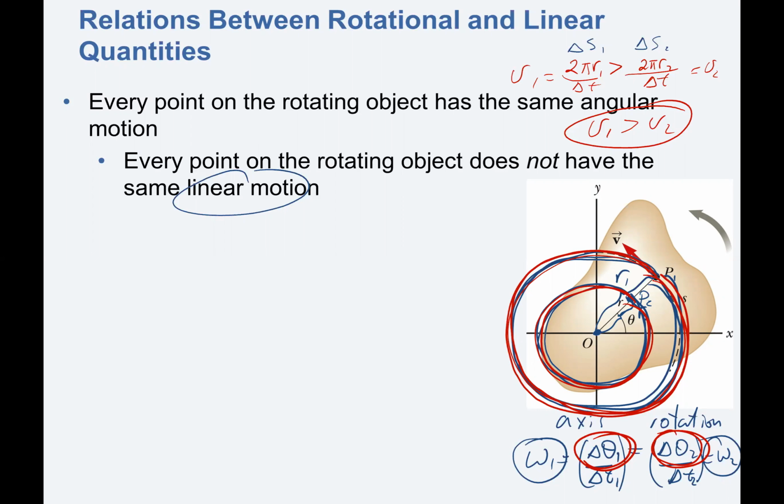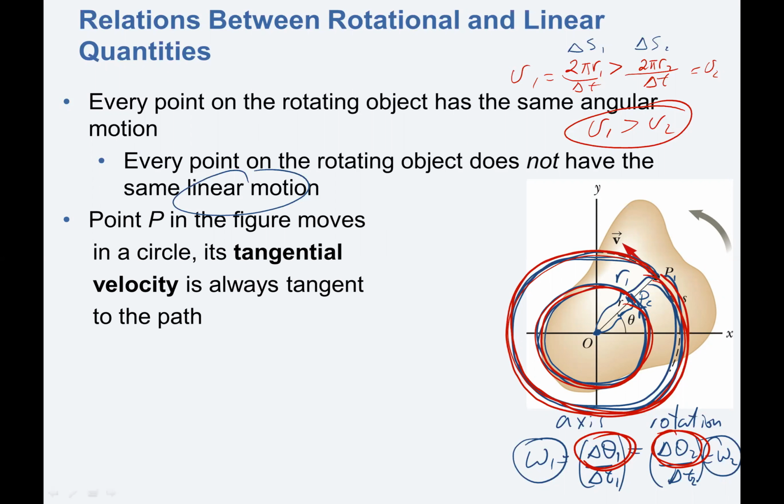They have the same angular displacement. They have the same angular acceleration. But that's not true if you are talking about linear variables. So that's why. So point P in the figure moves in a circle. So this V here, we're going to start calling tangential velocity. And you can see, right, it's because it's tangent to that circle. Basically the trajectory. So it is called a tangential velocity.